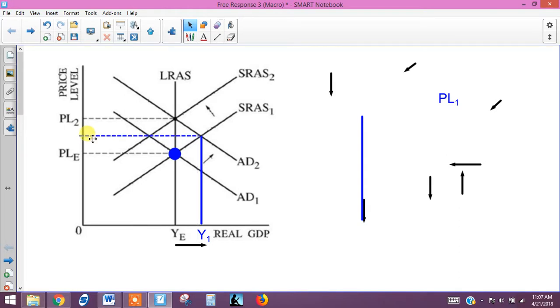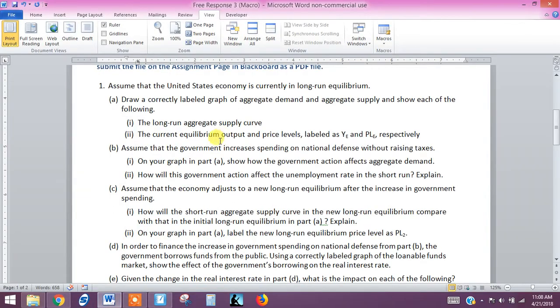Now we're going to have a movement along the short run aggregate supply from here to here as a result of the shift in the aggregate demand. So we're going to end up here, and we can call that PL1. And then we can also show the price increase like this, right? So that's going to help us to answer this part right here.